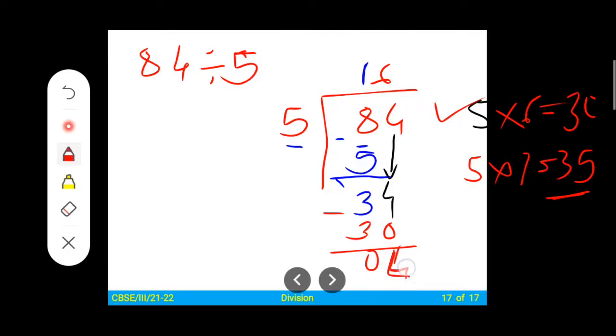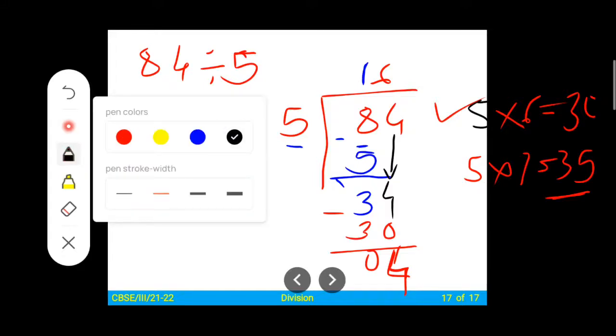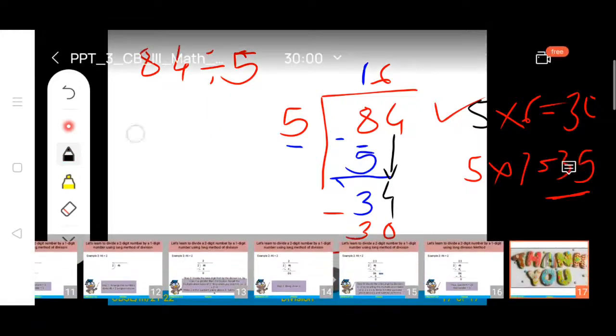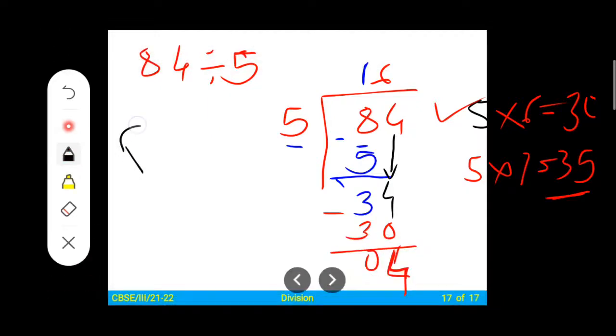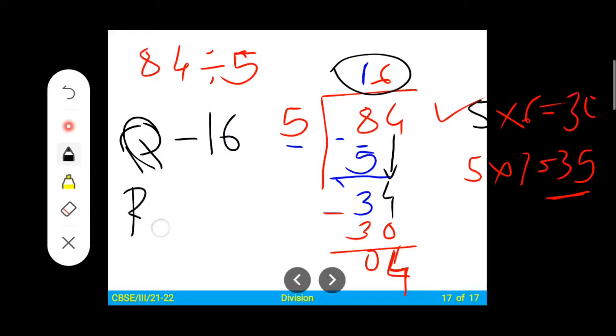Now you can see that 4 is smaller than 5. Now you cannot divide. So now you can get your answer. For that, quotient is, अभी आपको quotient क्या मिला? Quotient is 16, and what is the remainder? That is 4. So this type of example will be asked in the exam. Now let's learn the story sum for that.